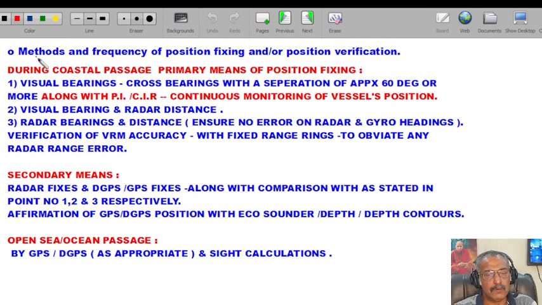Now we come to the next point under part 1, that is, method and frequency of position fixing and of position verification. What are the primary and secondary means of position fixing? Today, I think most of our mariners, and what I've also come across in my officers, have very much over-reliance on the electronic aids to navigation. They forget about the basics. It's like back to basics. And that is where I'm insisting upon the practical knowledge of seamanship.